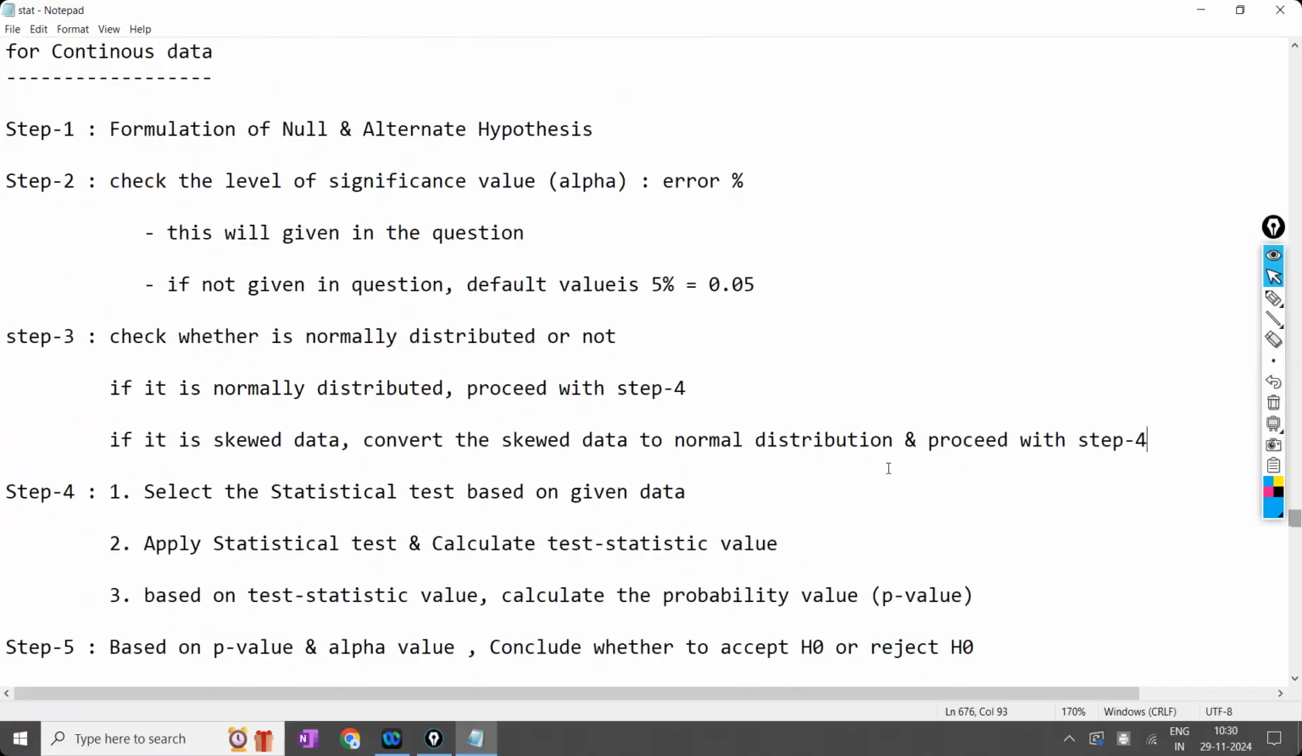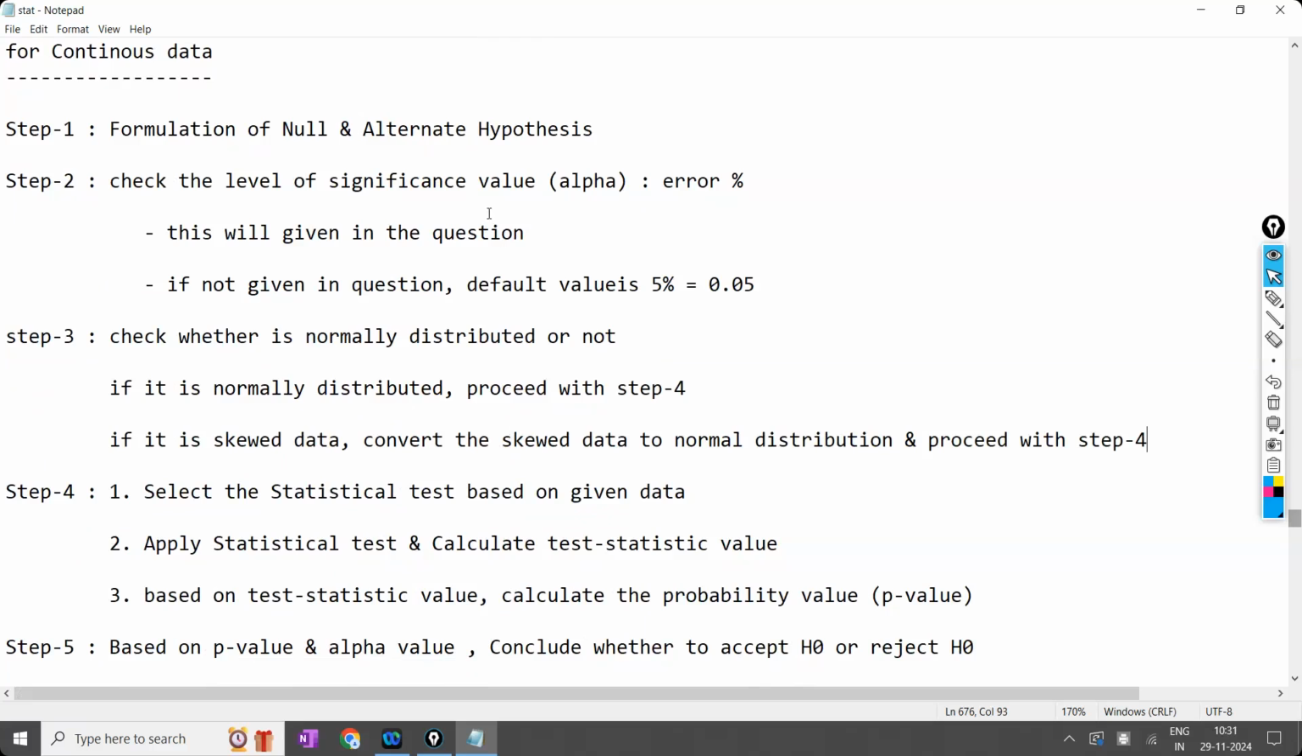Next, check the level of significance. Level of significance is nothing but error percentage. Level of significance is the maximum error you are going to accept. And this will be given in the question. If not given in the question, the default value we have to consider is 5%, which is 0.05.